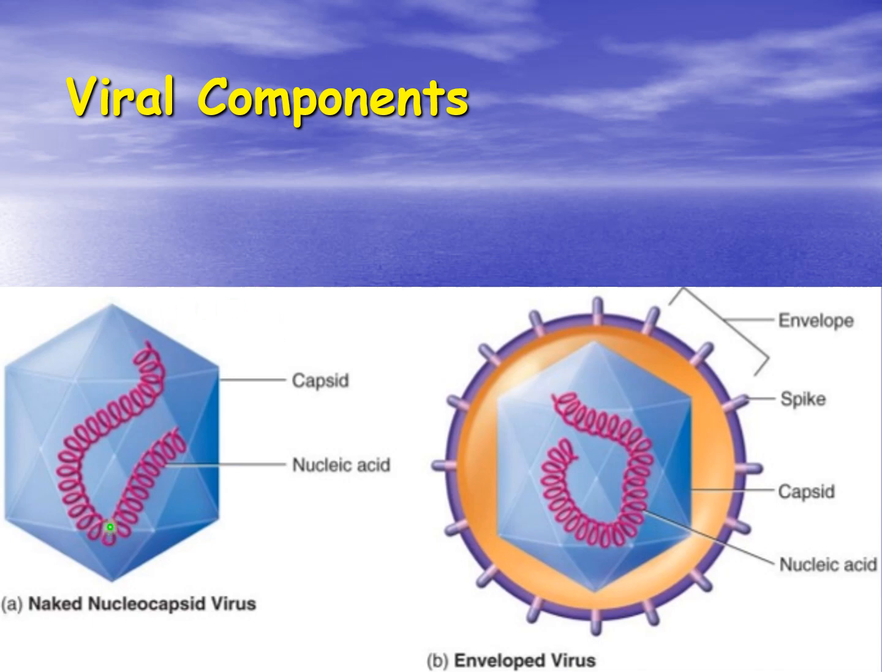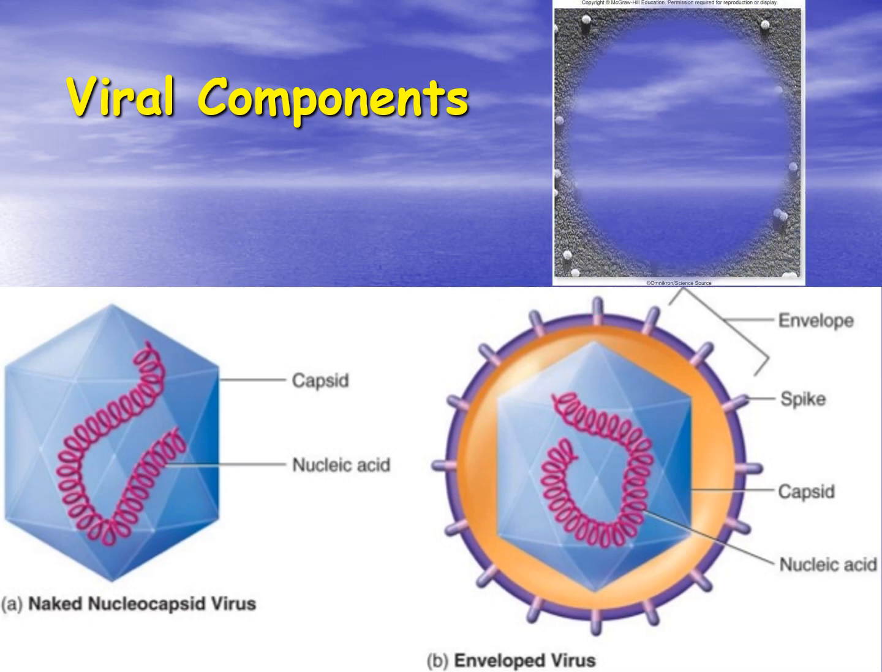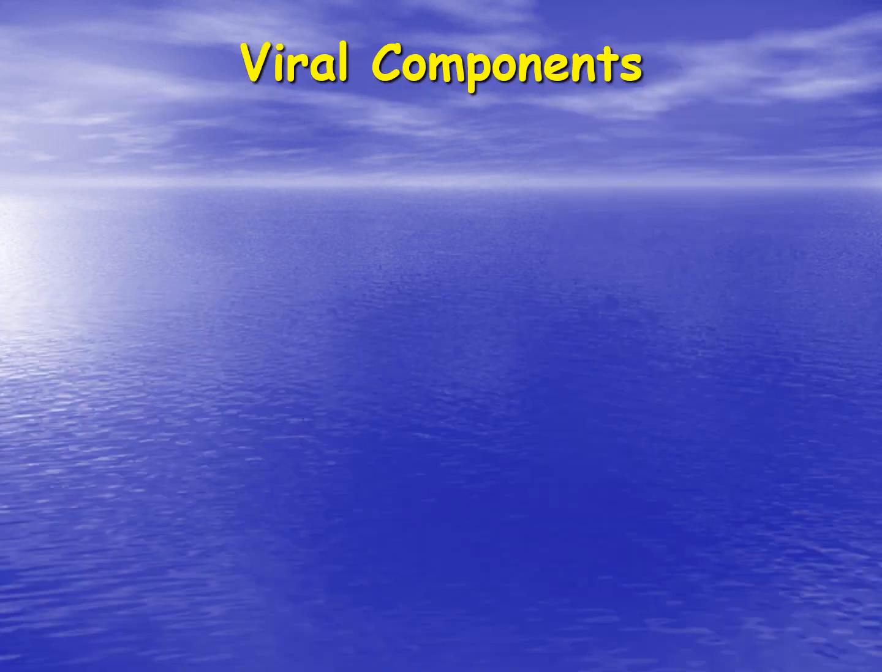So we have what we call a naked nucleocapsid virus that simply has the protein capsid coat surrounding a nucleic acid core. Or some viruses are what we call enveloped. And the envelope is actually a phospholipid membrane that's probably picked up from the host cell, and typically the envelope will have spikes, and these spikes are going to be important in being able to attach to a host cell.